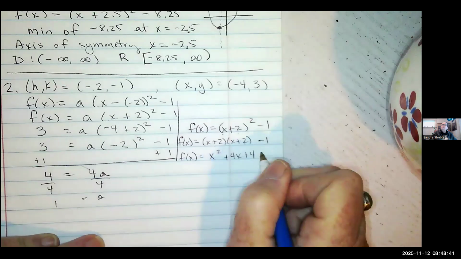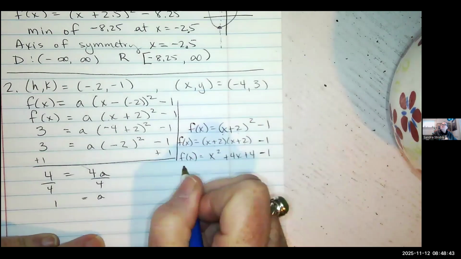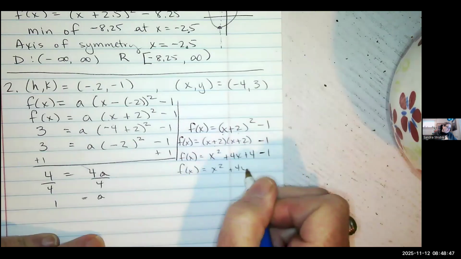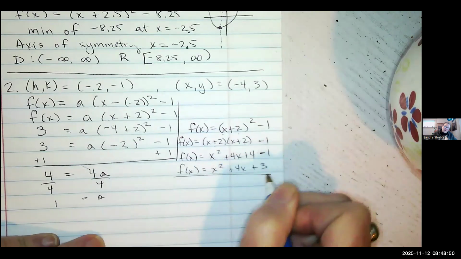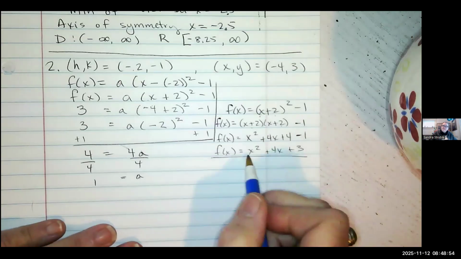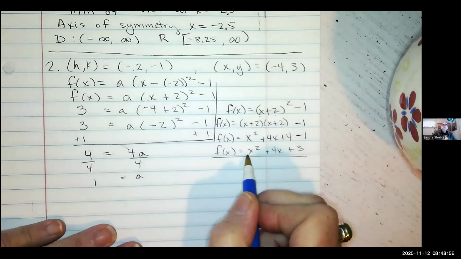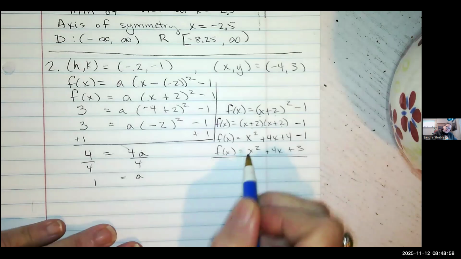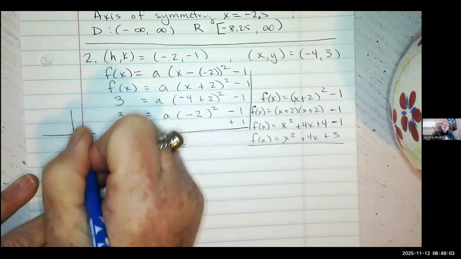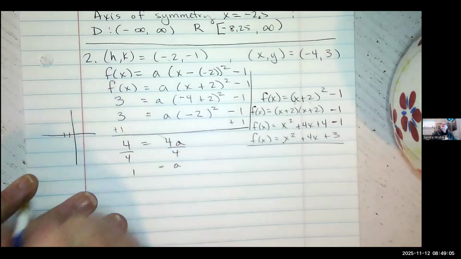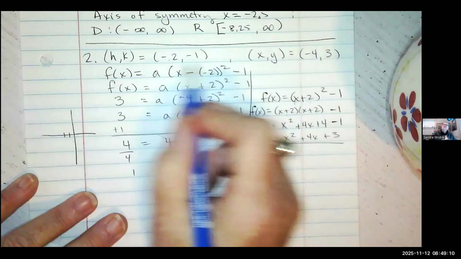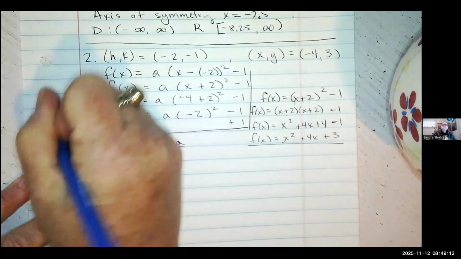Now let's clean this up. x squared plus 4x plus 3. There is my general form of my quadratic. The next thing, min or max. We've got a min here again because my x squared is positive. All right. And my vertex is -2, -1. That's not a positive. It is -1. Okay. So what is my min?